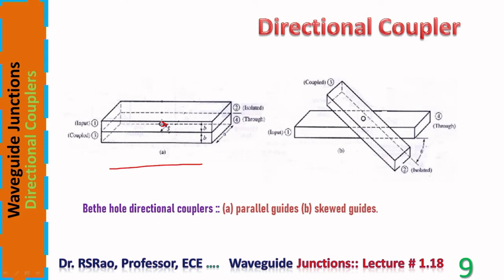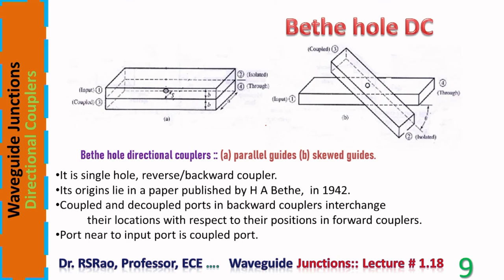Notice a common hole, or a hole in the common wall. The distance of the hole from the side wall determines amount of coupling. Directional couplers can be divided into single hole couplers and multi-hole couplers. They can also be classified into forward couplers and reverse or backward couplers. Bethe-Hole coupler belongs to single hole variety, falling in the category of reverse or backward wave couplers.